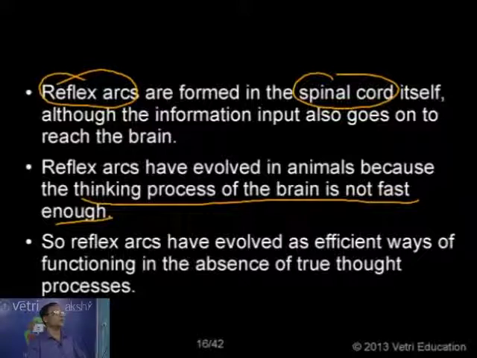That's why we have reflex activities developed, because of the slow thinking process of the brain. And in order to make any activity more efficient, reflex activities or reflex arcs evolved mainly in the spinal cord.